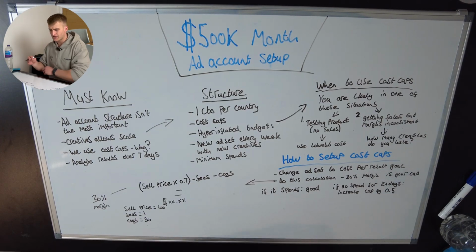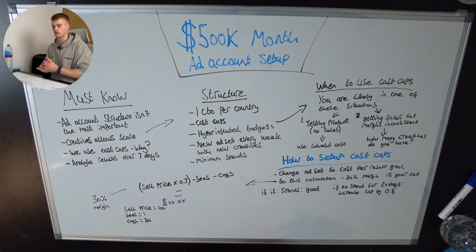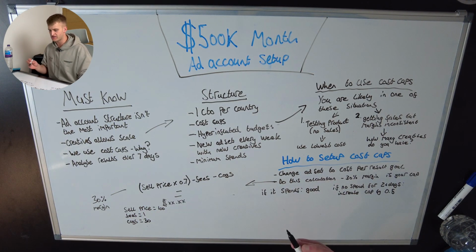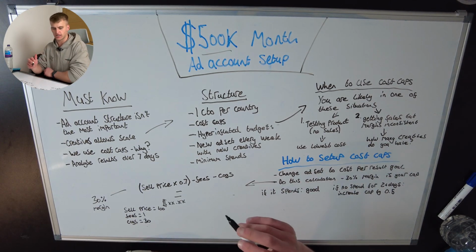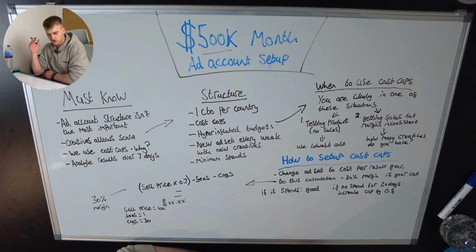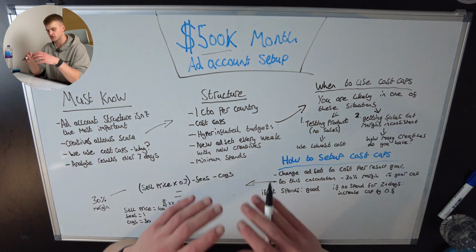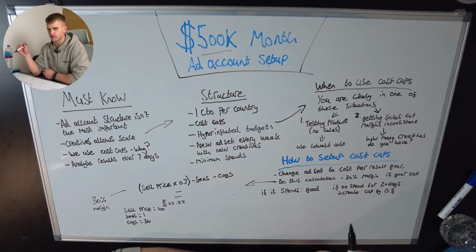So people, we are back on the whiteboard, and today is going to be a very good one and very educational and informative for those who are just getting into dropshipping and want to start scaling. This is the exact structure, the exact setup that we use to do a 500k month within January. So we're just going to dive straight into this, and I'm going to give you the run through on what you need to know, the structure of the account, and when to use cost caps. That is the purpose of today's video.